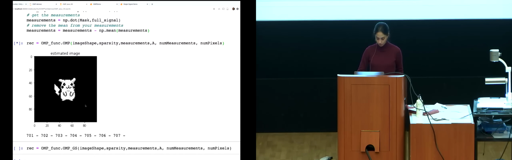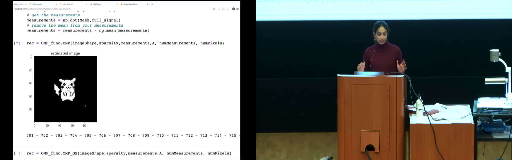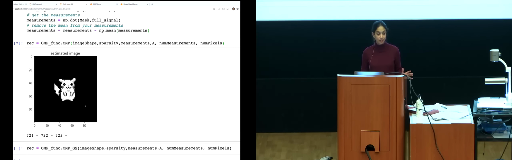Okay, we're almost there. 715th iteration. So the size of A is now 715 times 715, and you're inverting this matrix.